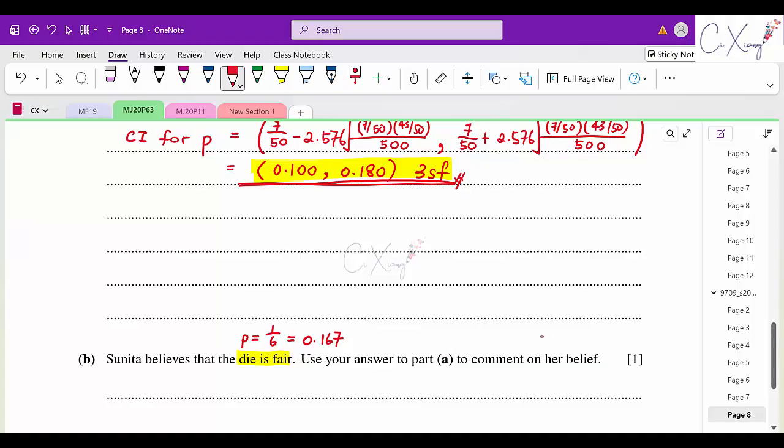All right, okay, then let us have a look here. So I will usually write it out. The reason is that 1 over 6, or 0.167, lies within the confidence interval. Therefore, Sunita's belief about the die being fair is justified.